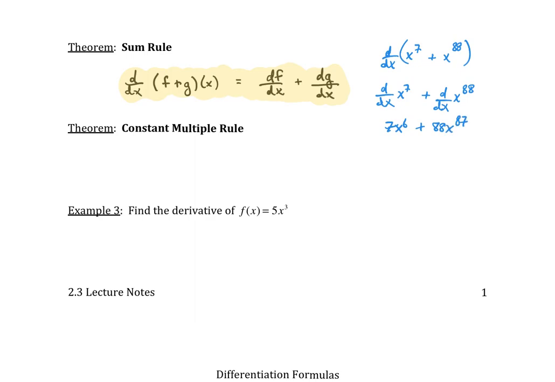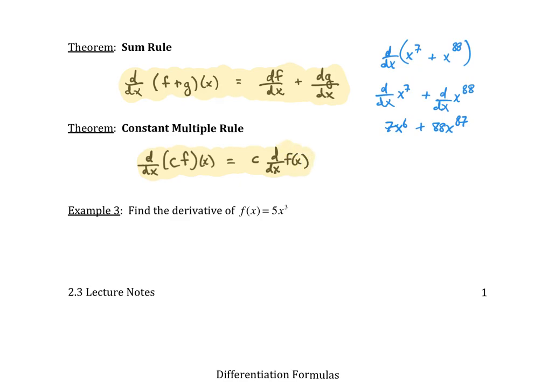Okay, great. So the next rule we want to learn about is something called the constant multiple rule. If I have a constant times a function, and then I want to take the derivative of that guy, what this rule says is you could factor the constant out of the derivative. Okay, so I'm going to highlight that guy because it's a big deal for us. Use it all the time.